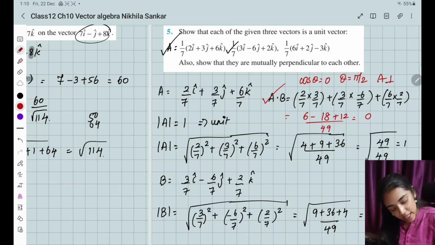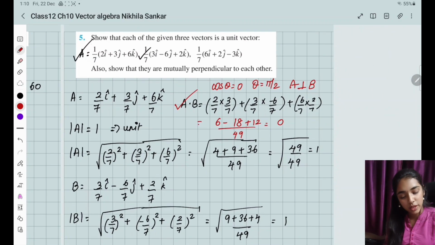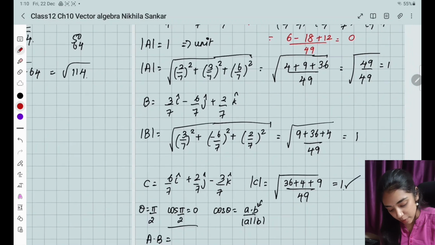So I see that a is perpendicular to b. Okay, this is what we have proved. A perpendicular to b is proved. Now, shall we prove it for b and c?